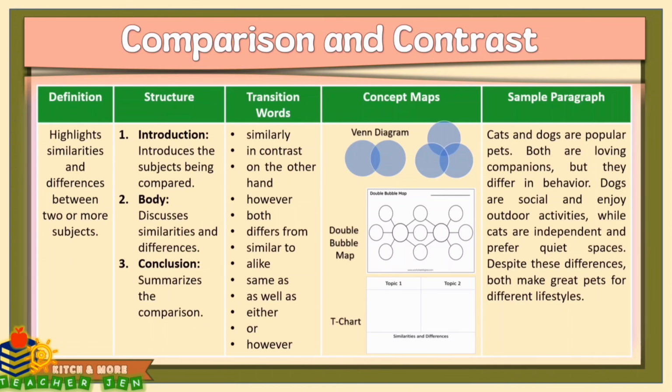Cats and dogs are popular pets. Both are loving companions, but they differ in behavior. Dogs are social and enjoy outdoor activities, while cats are independent and prefer quiet spaces. Despite these differences, both make great pets for different lifestyles. This example clearly shows how cats and dogs are alike and different, helping readers decide which pet might suit them best.